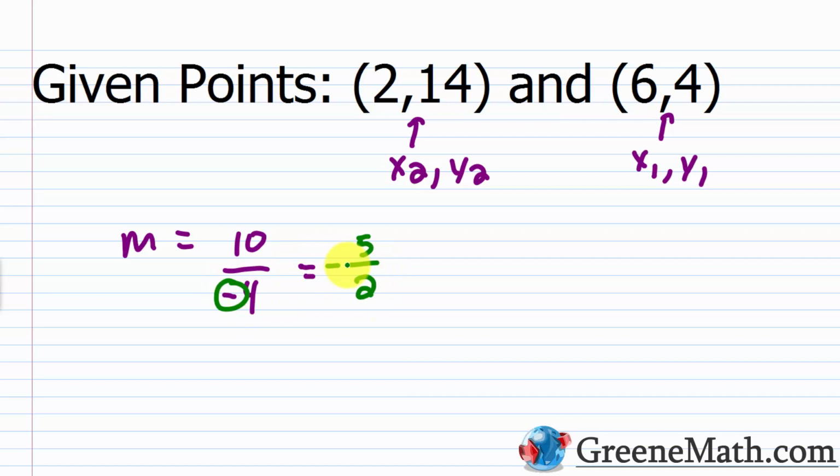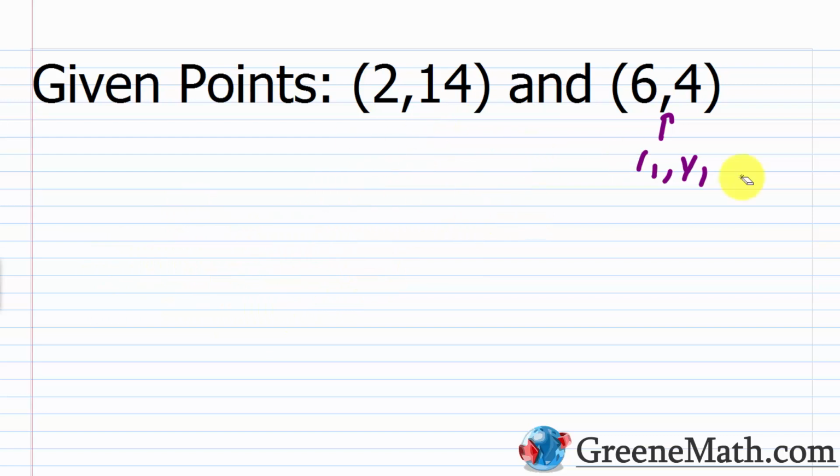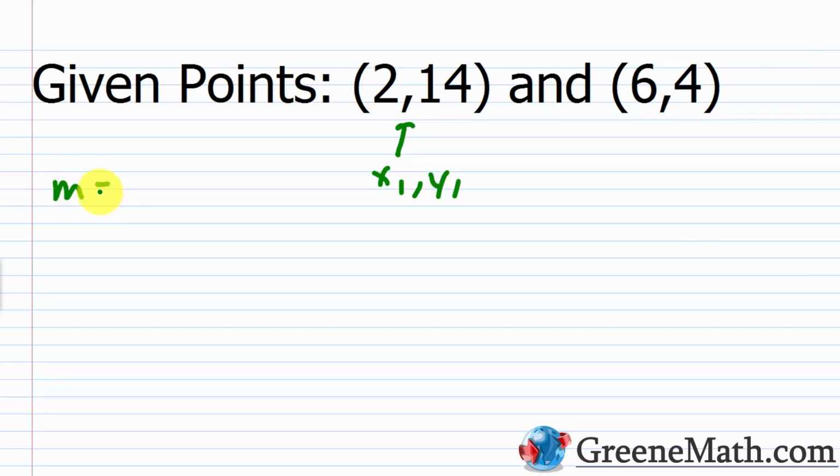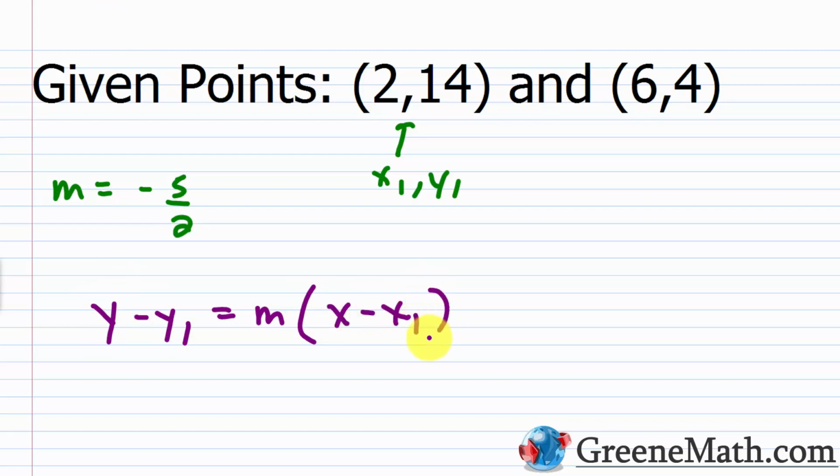Okay, so now that I know my slope and a point on the line, pick either one. Again, it doesn't matter. I just showed you that. Let's just pick this one. We'll say this is x sub 1, y sub 1. And again, m, my slope, is negative 5 halves. Plug into the point-slope form. So we have y minus y sub 1 is equal to m, the slope, times the quantity x minus x sub 1. So for y sub 1, I'm plugging in a 14. For x sub 1, I'm plugging in a 2. For m, I'm plugging in a negative 5 halves.